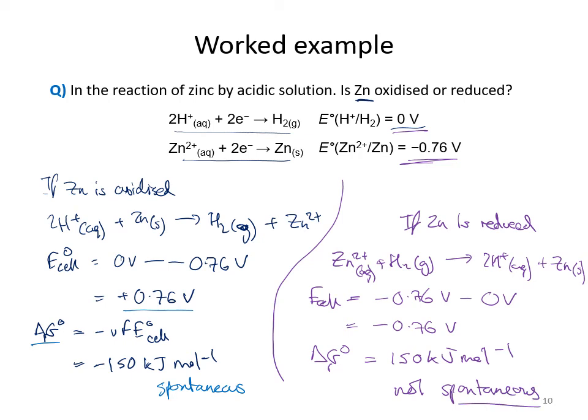So obviously in that case we can say that zinc metal is likely to react with H plus ions in acid to yield H2 and Zn2 plus, whereas the other way around is not going to happen, unless you apply some current.